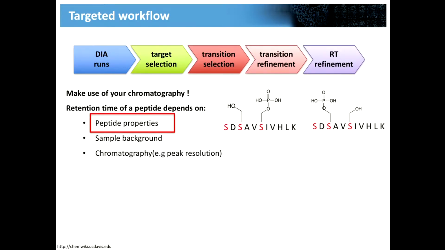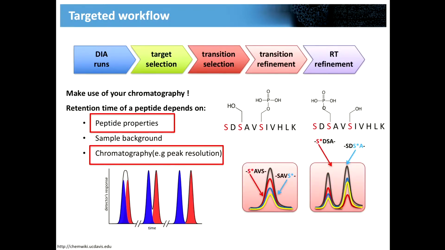That is not always the case, but in some cases, the fact that the phosphor group is localized on a different residue will also impact the way that it is eluted from the chromatography. So, depending on the peak resolution, in some cases we would have two different modifications that elute as one peak, and in some cases, two different site assignments would elute as two different peaks. In these cases, in addition to the transition information, we also have the information that is related to retention time. These changes may not be very big, but they are very reproducible, so we can try and take these into account.